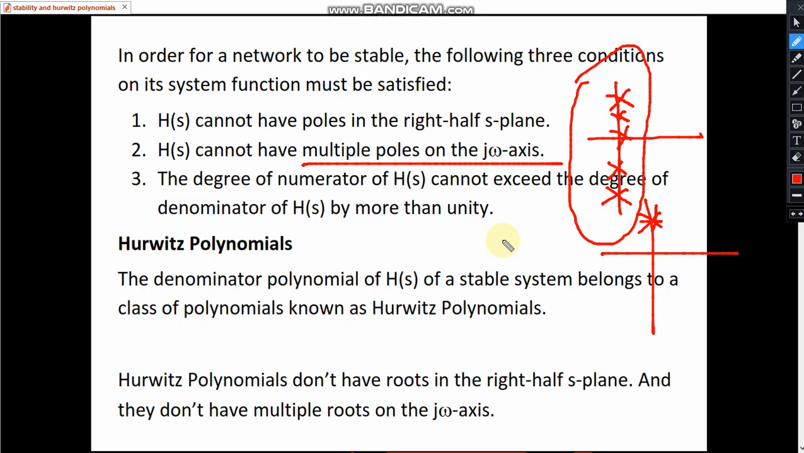The degree of the numerator of H(s) cannot exceed the degree of the denominator of H(s) by more than unity. This we can also find out by observing it. So for this condition, we can directly observe, but for the other two conditions, in some situations we can directly observe, but in other situations, if polynomial forms are given, we cannot observe them directly without factorizing them. So polynomials have to be factorized, or in other words, we have to find the roots of those polynomials. And if the order of the polynomial is high, then it is not a simple task.